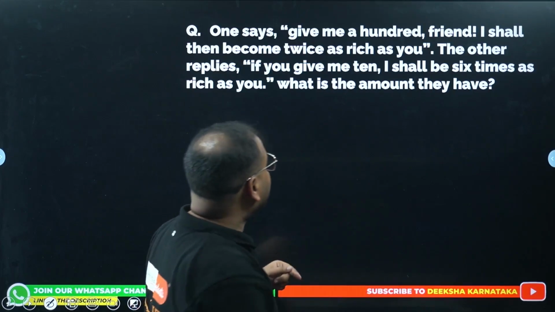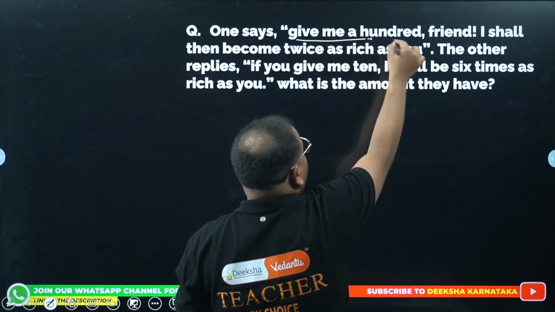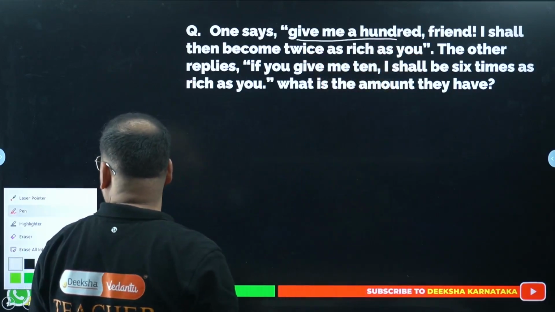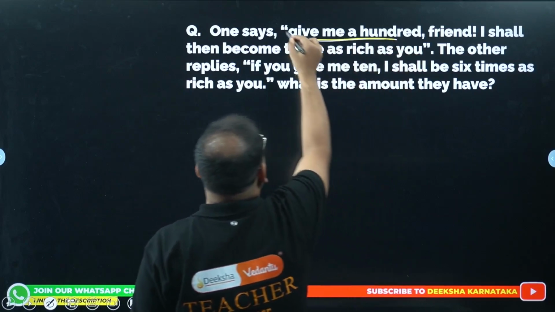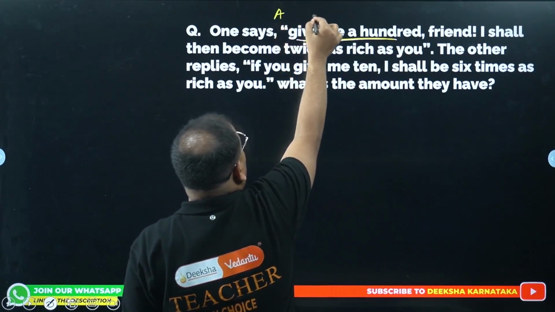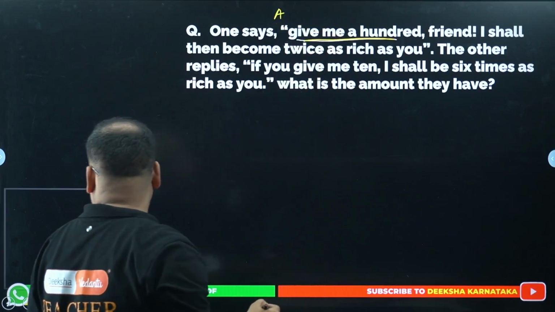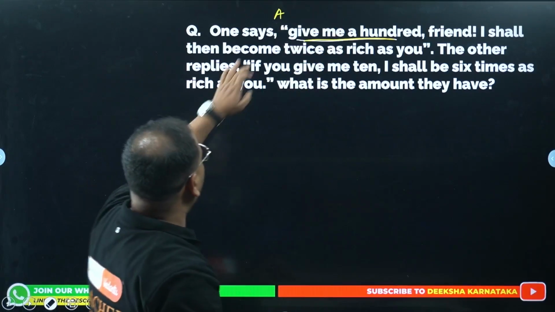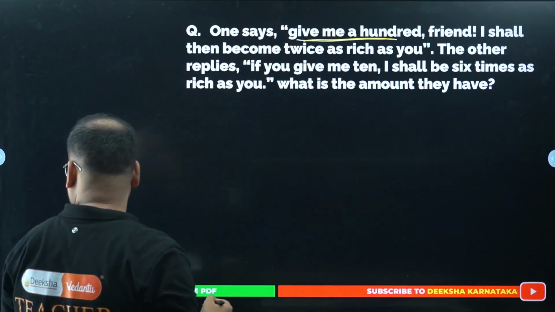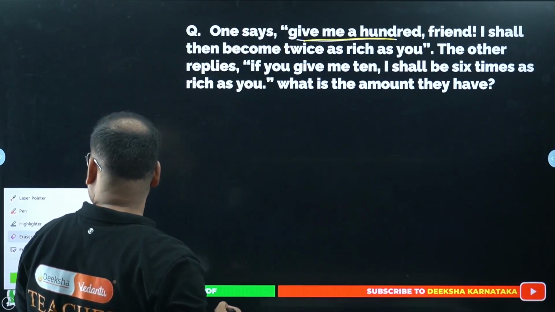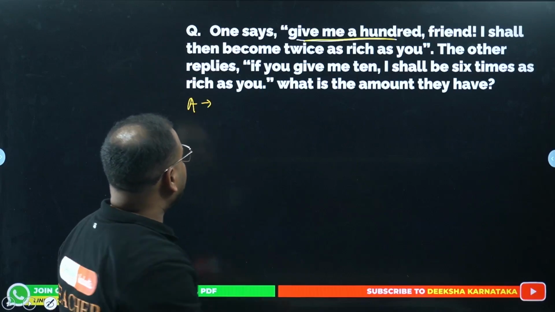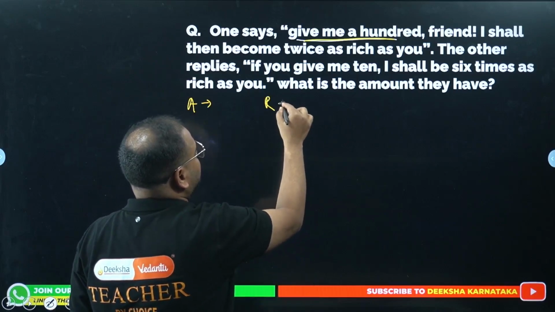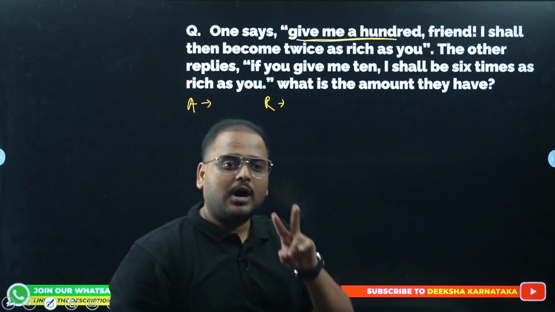Let's read this question. There's a person who says, give me 100. The person's name is not written, right? So let's call this person A, Akash. And I have another person, let's say R, Ritu. Ritu and Akash are two persons.